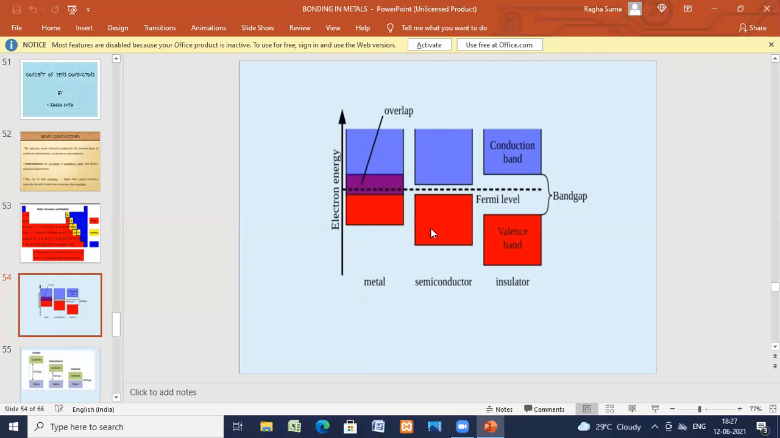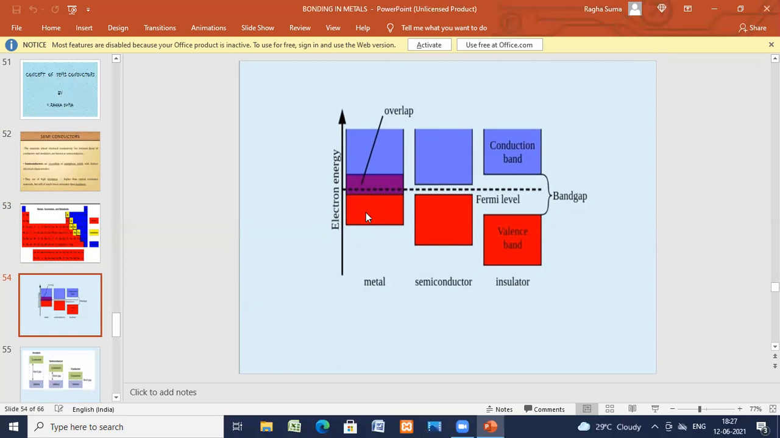Now semiconductors, we can say, have two types. Pure semiconductors are intrinsic and impure semiconductors are extrinsic. Before that, we should know the properties. Before explaining the complete information about semiconductors, I should give you some explanation about metals and insulators.